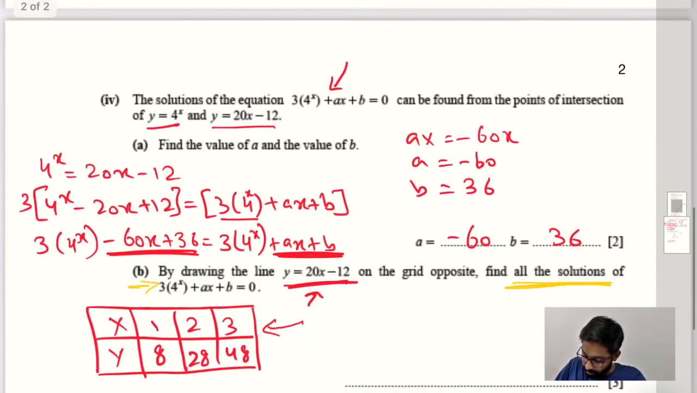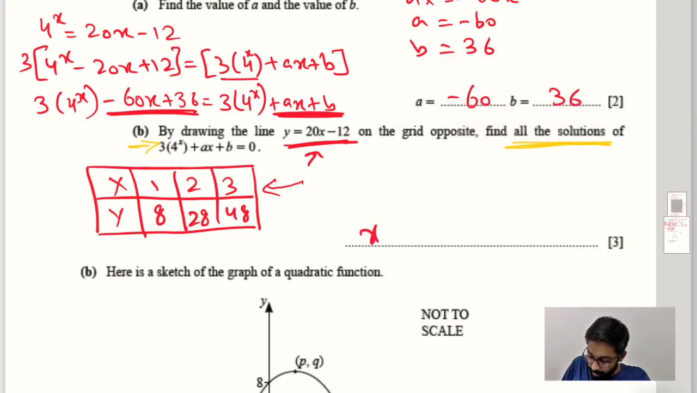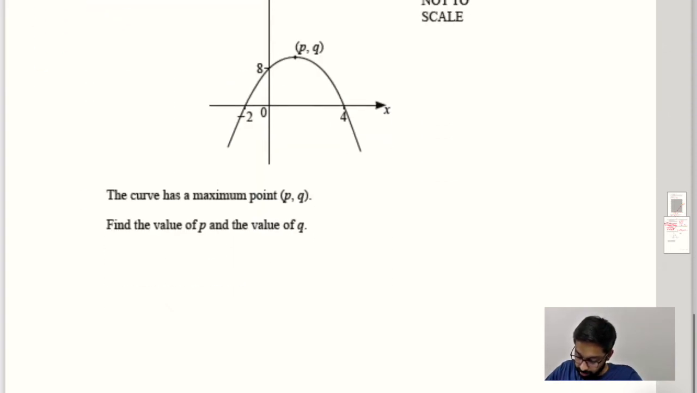So I can write the values of x as, one second, I'll write them in red. X is equal to 0.75 and 2.6. Those are the two solutions of this equation. Let's move on. The last part. The last part is worth 3 marks.